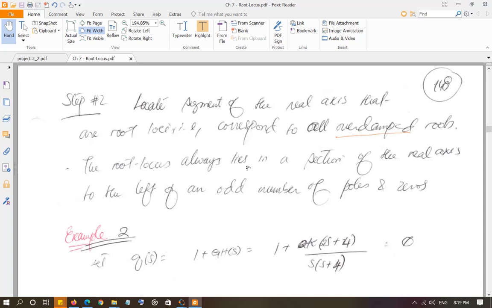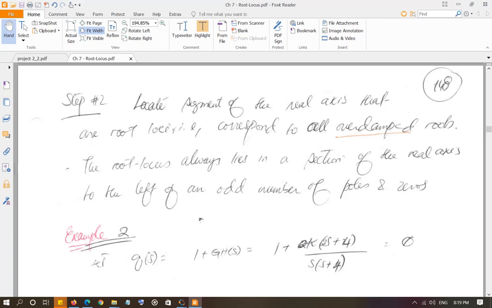So after you put zeros and poles on the S-plane, step number 2 is you locate the sections of the real axis where the root locus is present. That is, the collection of roots present on the real axis only. So for step number 2, we are just dealing with the real axis on the left hand side.